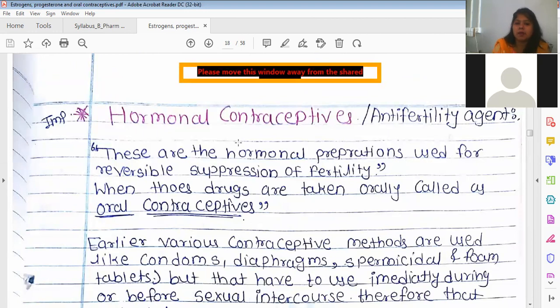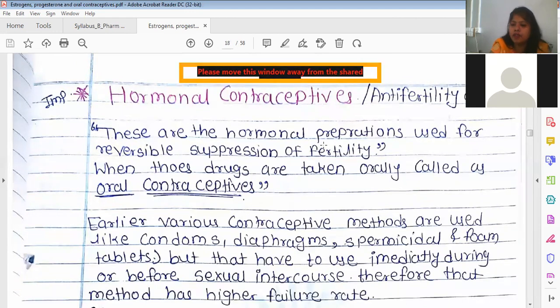Then it is a major important part, that is hormonal contraceptive. तुमच्या सिलेबस मधला 100% दरवेळेस 10 मार्क्स क्वेश्चन मध्ये येणारा क्वेश्चन आहे hormonal contraceptive. What is the hormonal contraceptive? It is also called an anti-fertility agent. Hormonal contraceptive चं दुसरं नाव काय? Anti-fertility agents. These are the hormonal preparations.